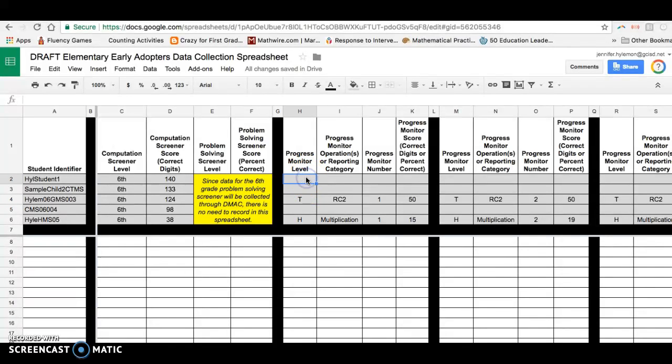Notice not every student has progress monitoring data recorded, because if the student is not receiving intervention, we wouldn't be using a progress monitor with them. So we only record progress monitoring data for students who are receiving intervention, and we record screener data for all our students.